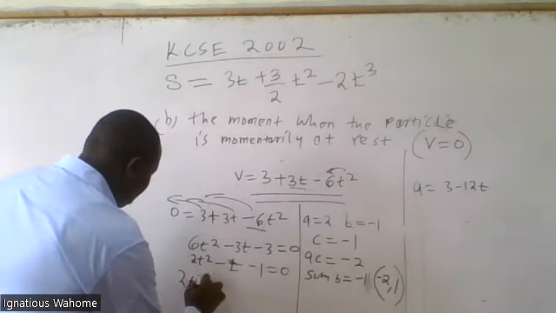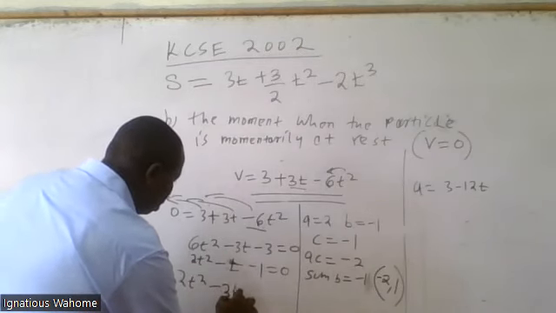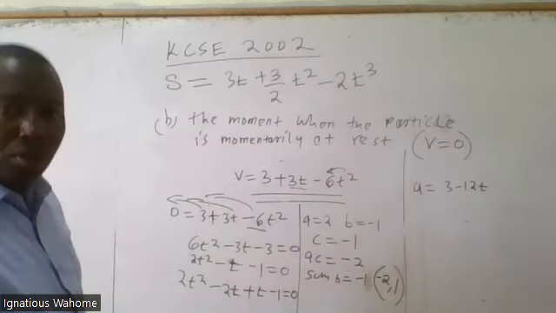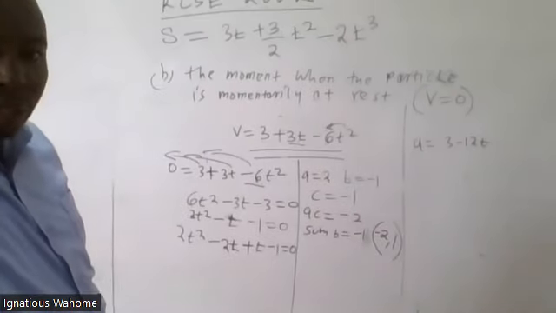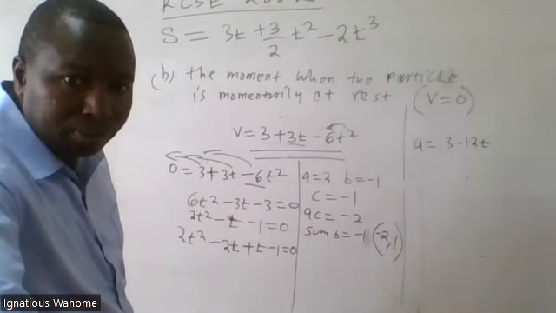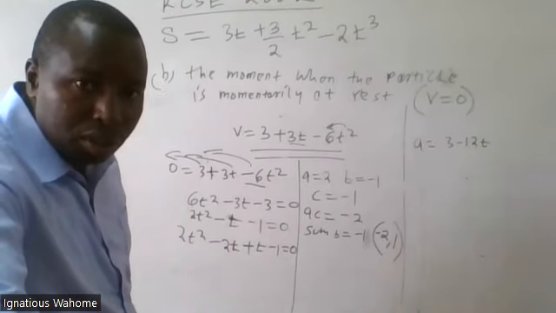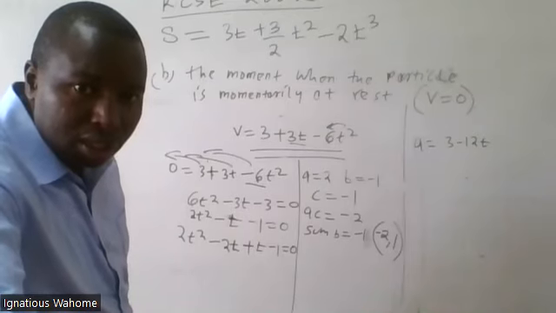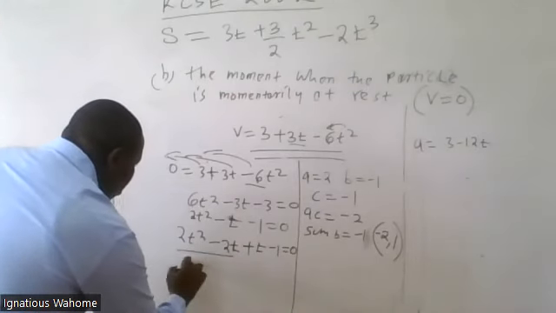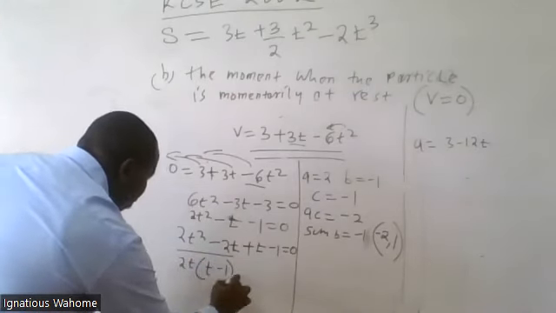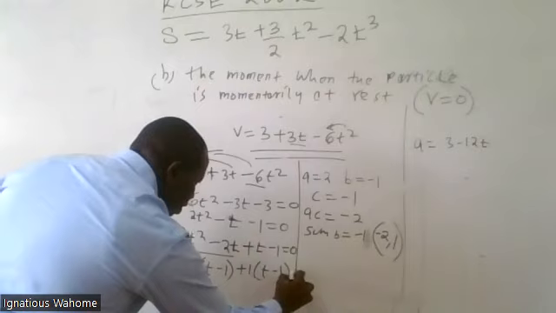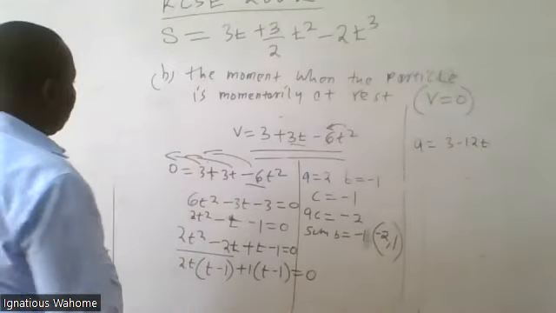You say 2t squared minus 2t plus t minus 1 equals 0. We are factorizing that. So therefore, factorize this: you have 2t common, t minus 1, plus 1, t minus 1, is equal to 0.